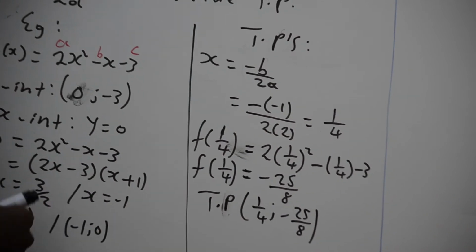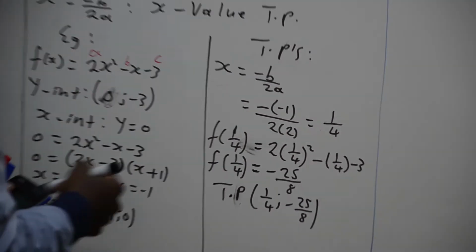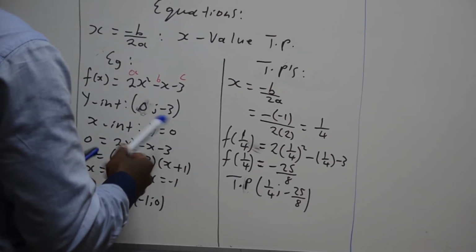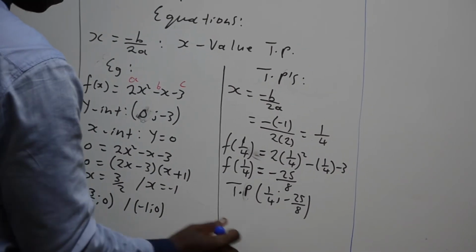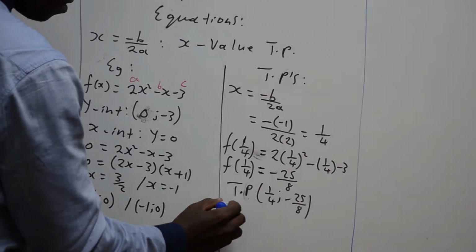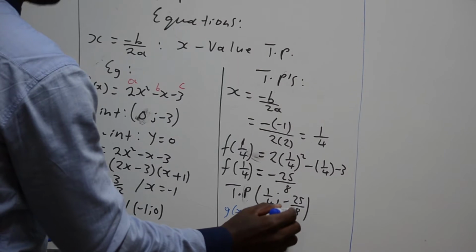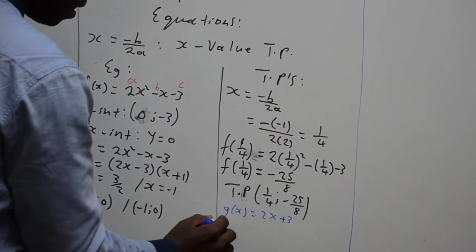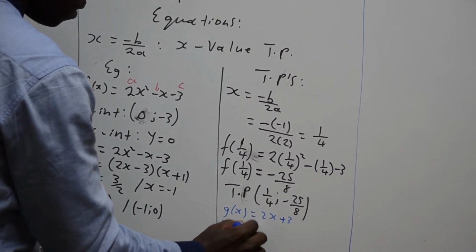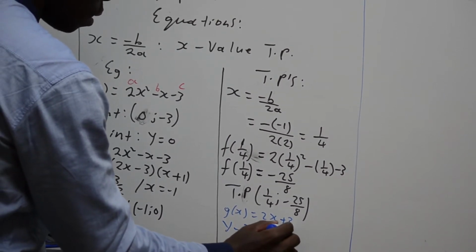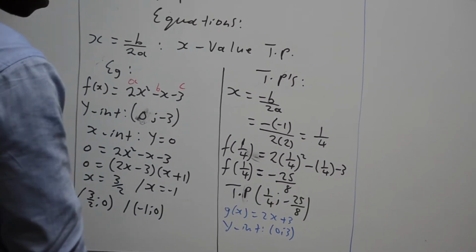Then a straight line, which is g of x. Now this is a fixed straight line. g of x equal to 2x plus 3. The y-intercept is equal to 3, which is (0, 3). That is the point.